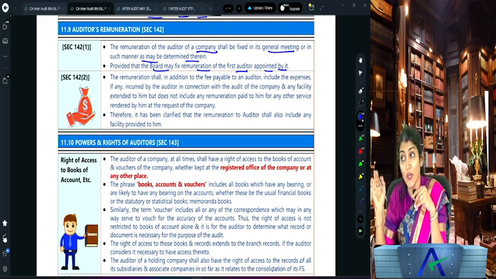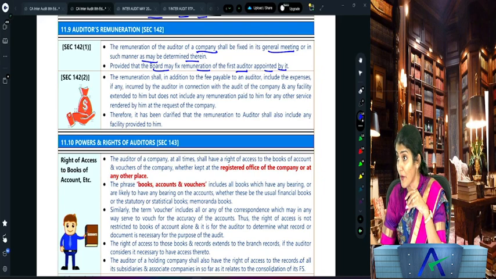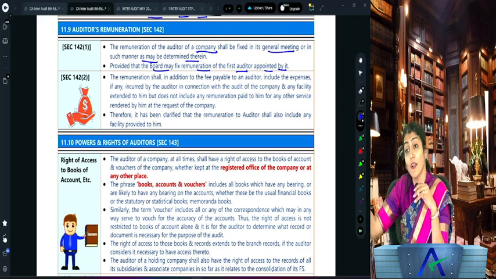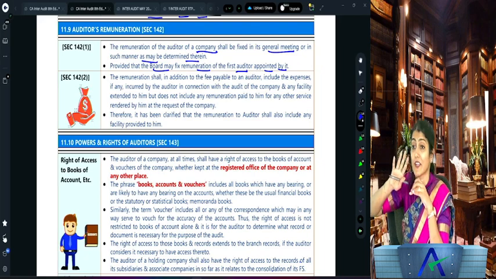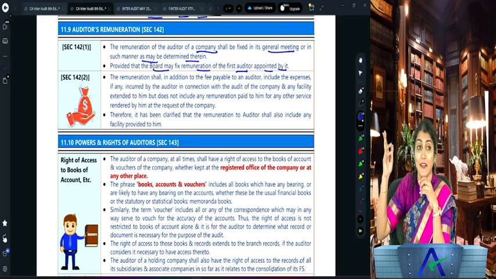Government company, who appoints the auditor? Listen to me carefully. The C and AG. Who appoints the auditor, the subsequent auditor, in case of a government company? C and AG. Who decides the remuneration of the auditor of the government company? The company in the general meeting or in the manner determined therein.